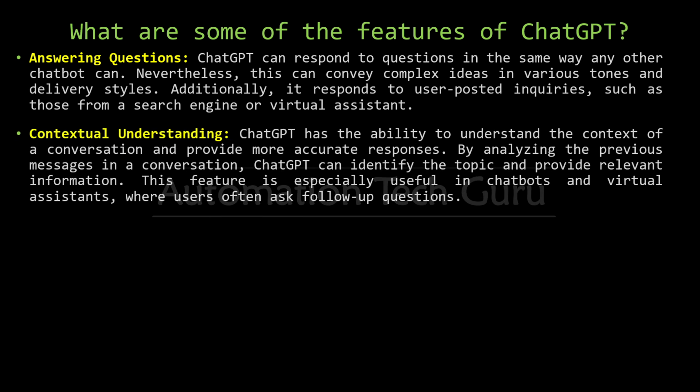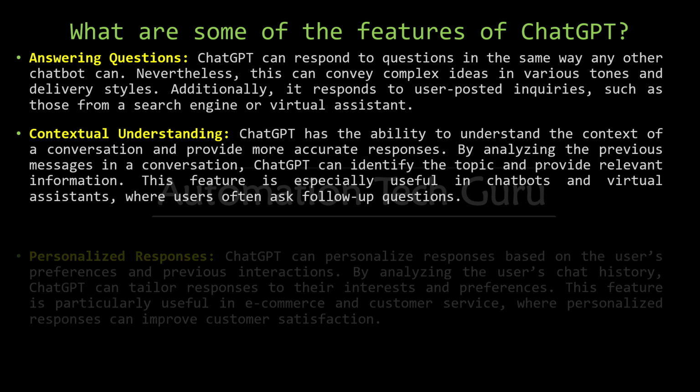Contextual understanding. ChatGPT has the ability to understand the context of a conversation and provide more accurate responses by analyzing the previous messages in a conversation. ChatGPT can identify the topic and provide relevant information. This feature is especially useful in chatbots and virtual assistants where users often ask follow-up questions.